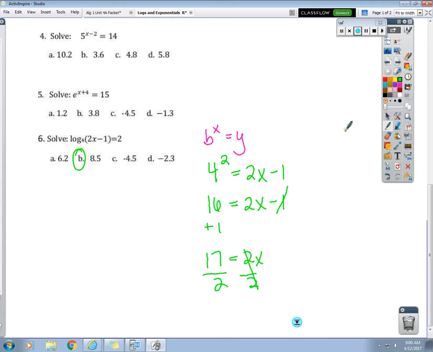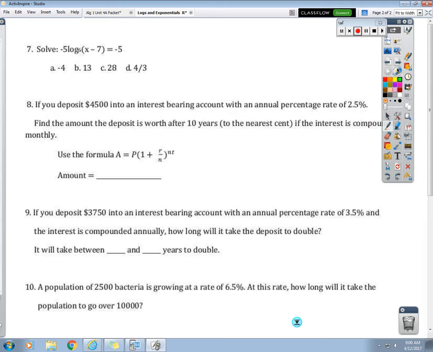Okay, can I erase? Alright, back of the page. Solve -5 log base 6 of x minus 7 equals -5. What should I do first? Or say you don't know how to do it. What would your second option be? You don't have the back? Okay. You know how to do it. What do you do first?